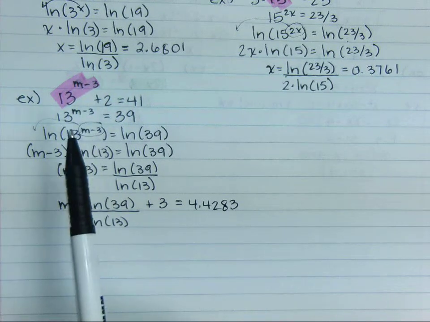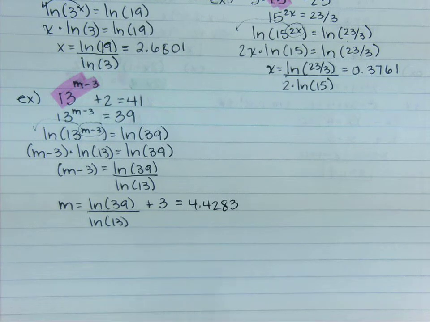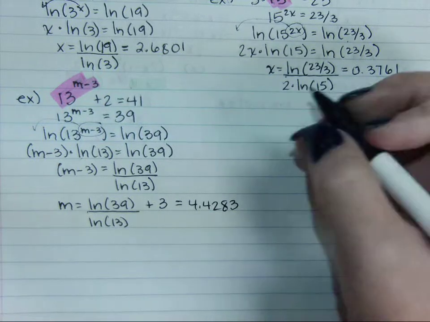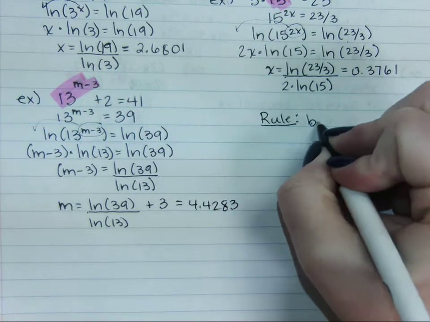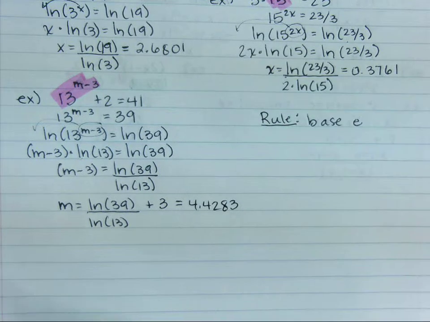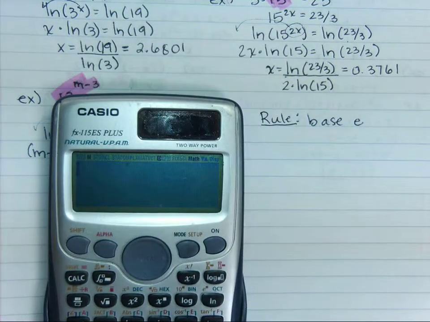So now that we've taken care of bases that are numbers like 13, 15, 3, we need to look at a special base, which is called base e. All right, and so this is our rule for base e. e is a number, and if you look on your calculator, anytime you take a number and you raise it to the first power, it gives you that number back again.